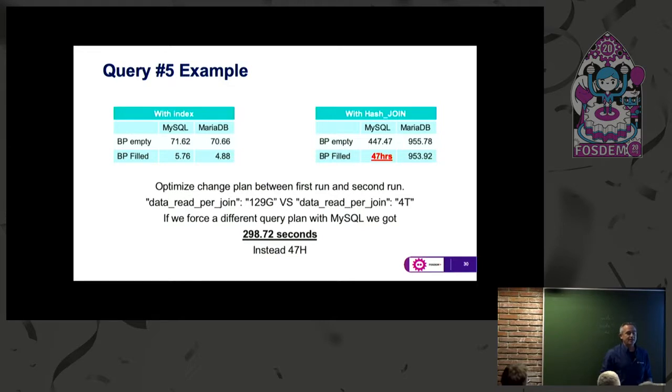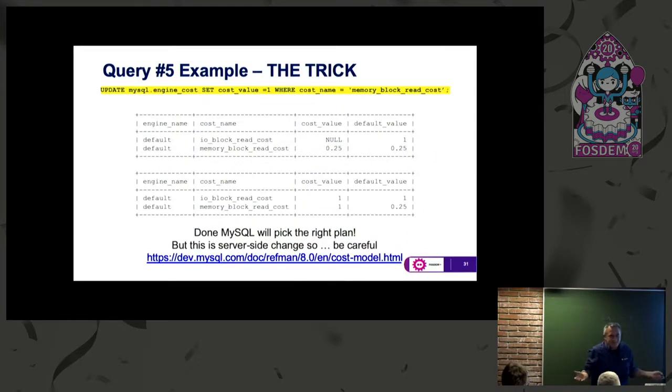The problem here was that the plan was changed by the optimizer, and it was not recognizing a few things correctly, and it was executing a crazy query. In the first run, with the buffer pool empty, the data read for that specific join was only 129 gigabytes. But in the second run, when the buffer pool was filled, it was reading 4 terabytes, just because it was reiterating. Wrong plan. Of course, there are ways of fixing this.